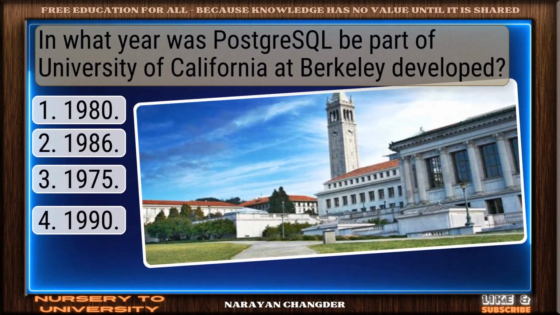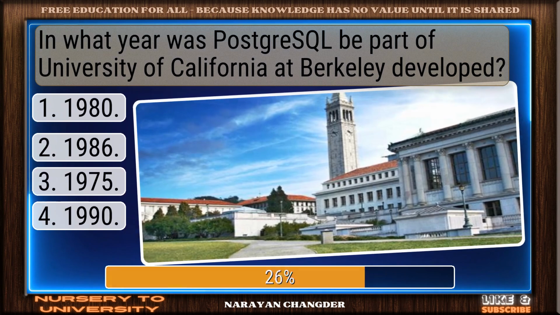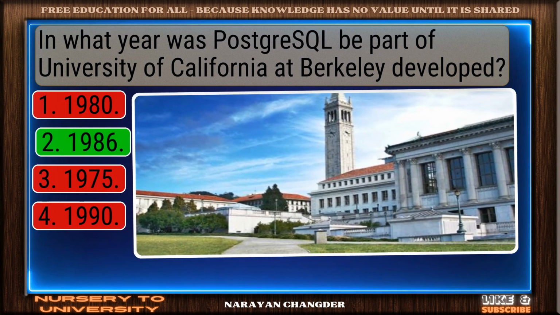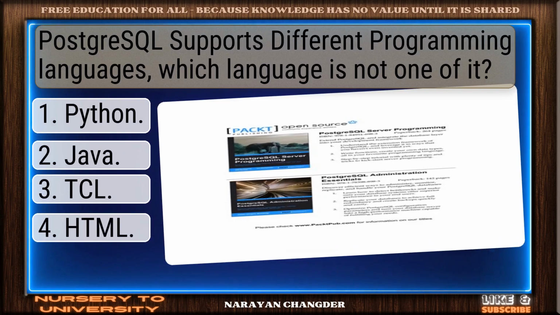Question number 16. In what year was PostgreSQL, part of the University of California at Berkeley, developed? 1986 is true.